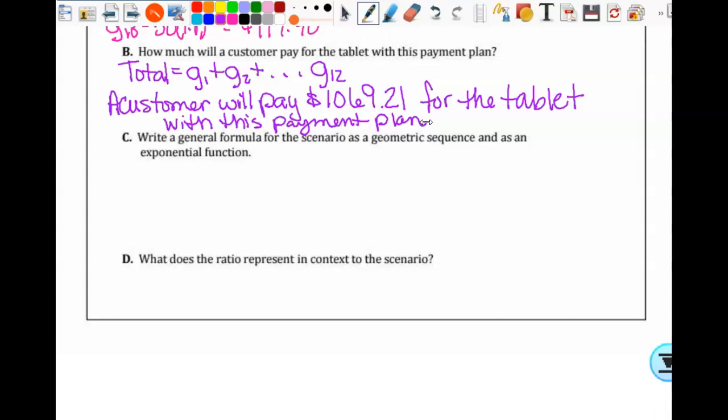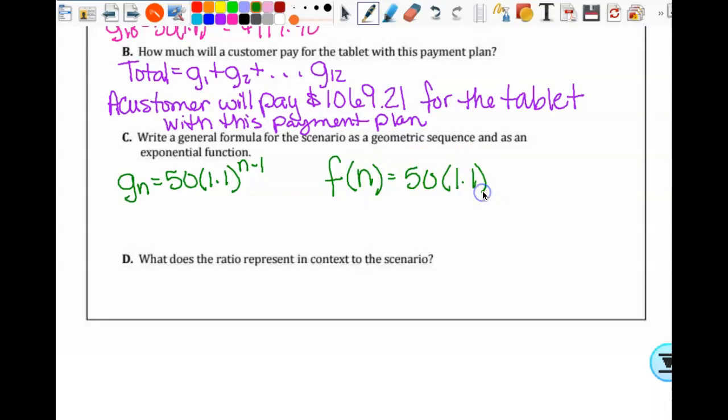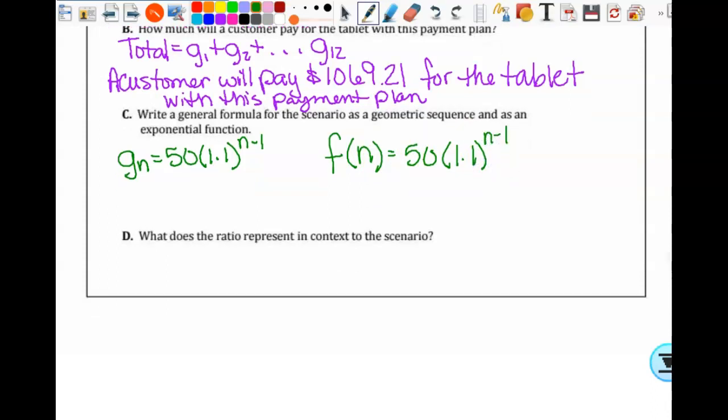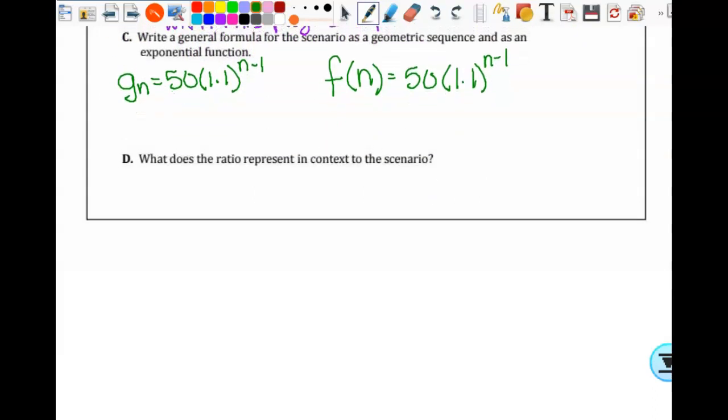So then it tells us to write a formula as a geometric sequence and as a function. Well, we already did that, right? So G sub n is equal to 50 times 1.1 to the n minus 1 power, and f of n is equal to 50 times 1.1 to the n minus 1 power. Geometric sequence, exponential function, very, very similar to each other.